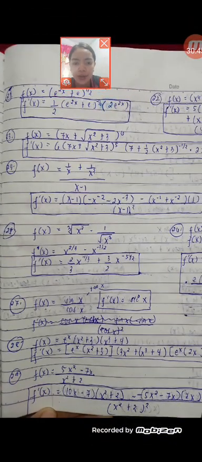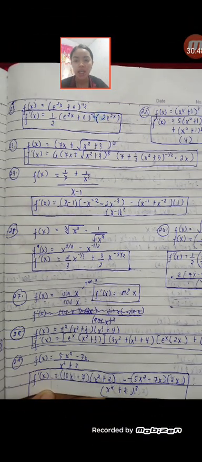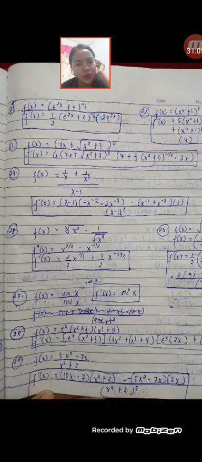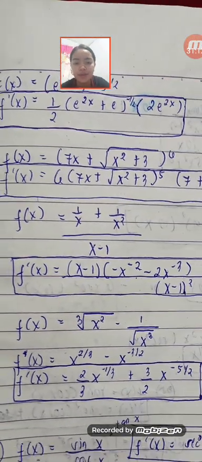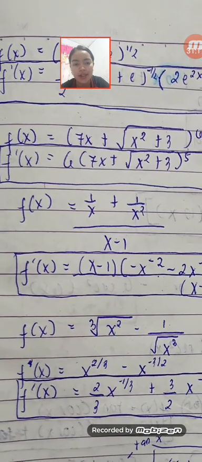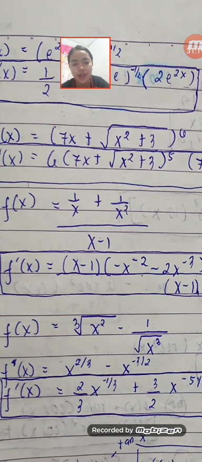So for item number 23, we have here f of x is equal to (7x plus the square root of x squared plus 6) raised to the power of 6, the quantity. Okay. So in this part, we just need to use the chain rule. So according to the chain rule, we just need to have the derivative of the outside first, multiplied by the derivative of the inside. So in this item, we need to bring down the 6 and copy the inside function. So 6 minus 1 is equal to 5.